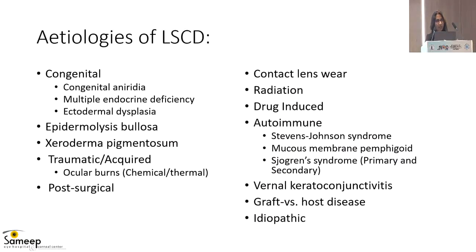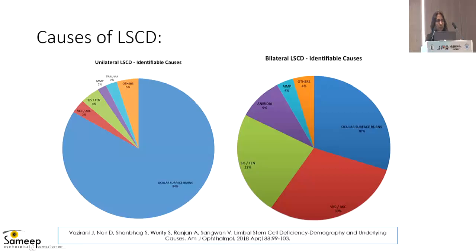Broadly, it can be divided into congenital and acquired, and you can go through the list. In the interest of time, I will not go through this. But if we can put it into a diagram, for unilateral LSCD, the majority of causes are chemical injury, while the others comprise the 20% of the injuries. The bilateral LSCD causes are different, but still here, VKC, chemical injuries and the chronic cicatricial diseases make up most of it.